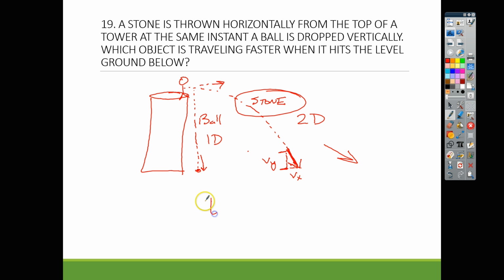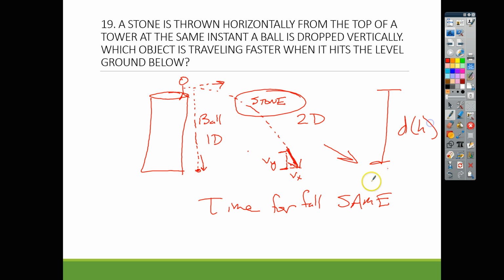Now, the time for the fall is the same in both cases because they cover the same distance on the way down. So the height on the way down is the same, so your time to hit is going to be exactly the same because that's determined by dy equals 1/2 gt squared. And notice it doesn't accelerate left to right. But they want to know which one's traveling faster, and it is the stone.